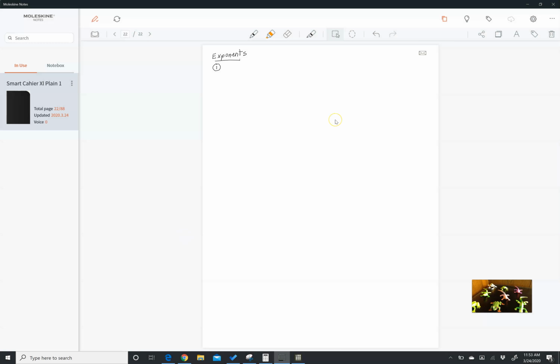Okay, we are starting a new unit. It's exponents. We're going to start by talking about the properties of exponents. So you probably know a lot of these properties, but I'm going to go through and list them all, and we'll prove a few of them.